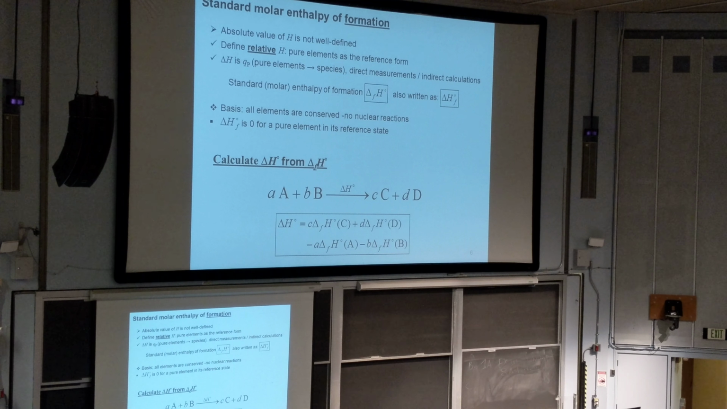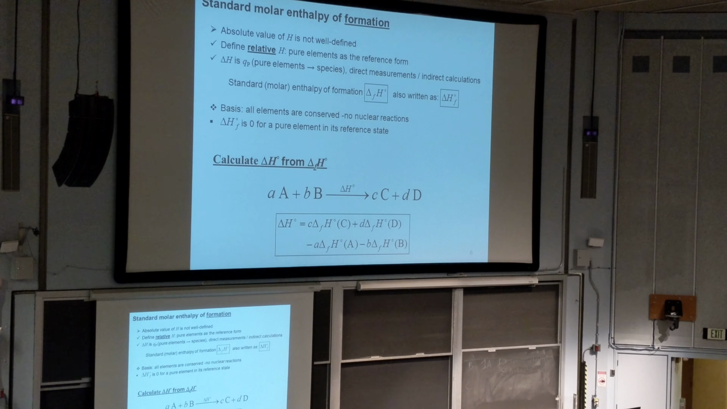If that's the case, then it's relatively straightforward to calculate the delta H for a given reaction based on the known formation enthalpies of the different chemical species. Look at a generalized chemical equation: a moles of A plus b moles of B react to generate c moles of C and d moles of D. Then the entire change of delta H is mathematically c times the molar formation enthalpy of C plus d times that of D, minus a times that of A and b times the delta H_f of B.